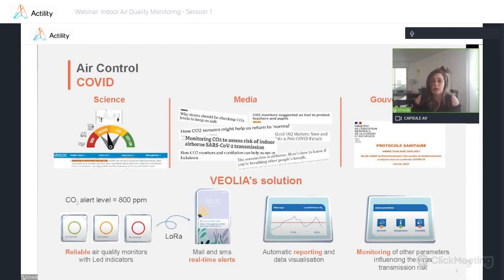That's why the French government has recently recommended CO2 monitoring in those spaces as a tool for improving window airing and avoiding the accumulation of the virus. In this context, Veolia launched our new offer, a comprehensive monitoring and warning system that offers this type of solution, which is Air Control COVID. Our offer is based on reliable devices with LED lighting indicators, real-time monitoring, and alerting via SMS and email, periodic reporting, as well as data visualization via a web responsive application.